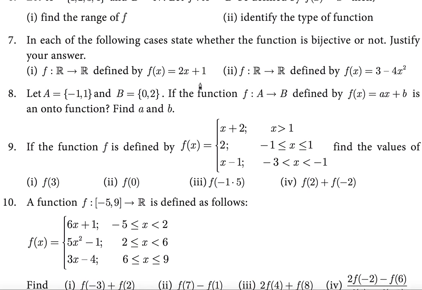What is onto? All the real numbers it must cover here. That means the range of f should be equal to the codomain. Is that possible? That is not possible. Is that possible or not? If that is possible, yes, this is a bijection. Otherwise, it is not a bijection.